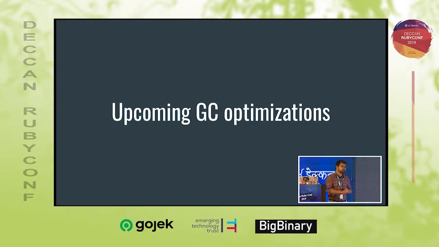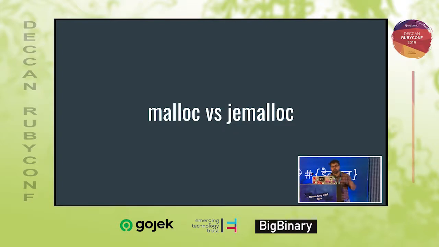So what are the solutions to this? As I was saying, Ruby 2.7 is coming with compacting algorithms. Those are the GC optimizations that could solve it. This is level 2. And then there is malloc versus jemalloc.